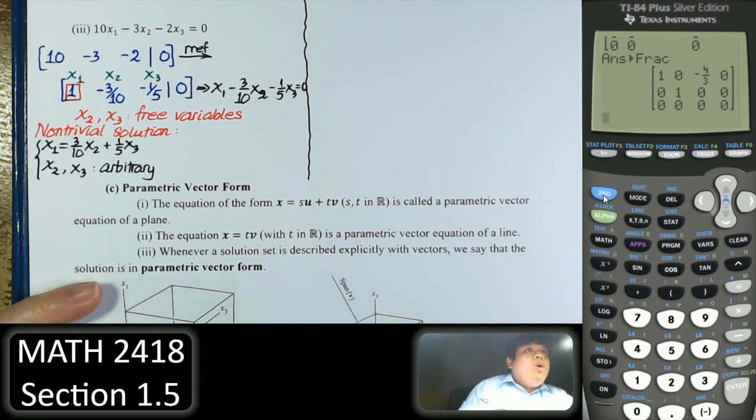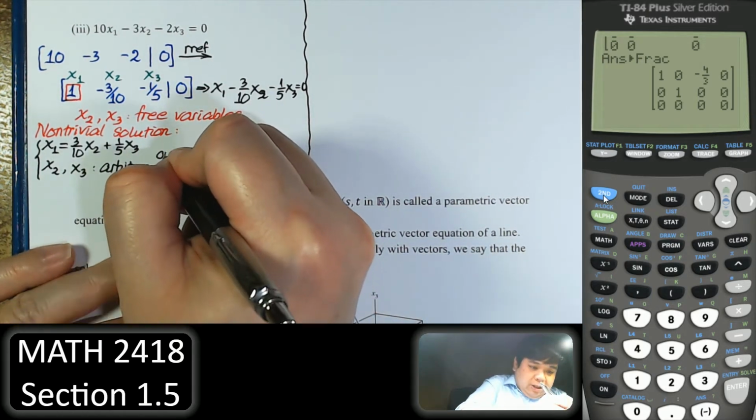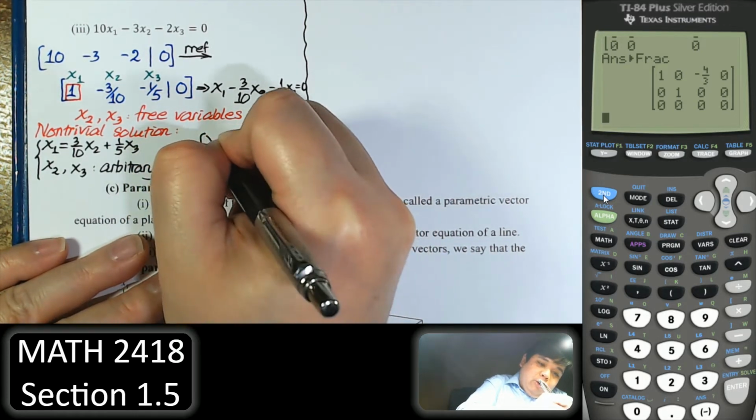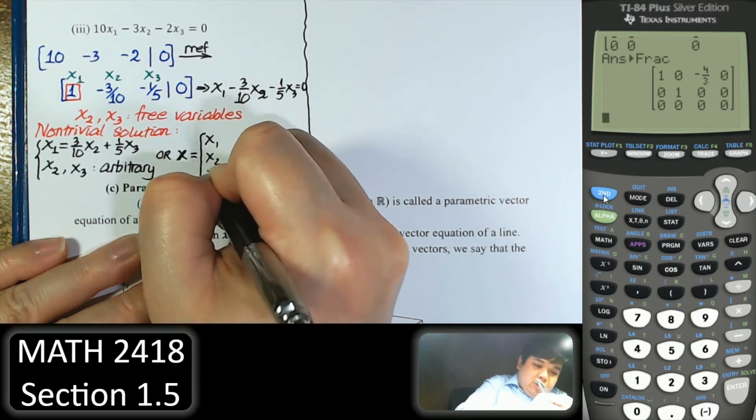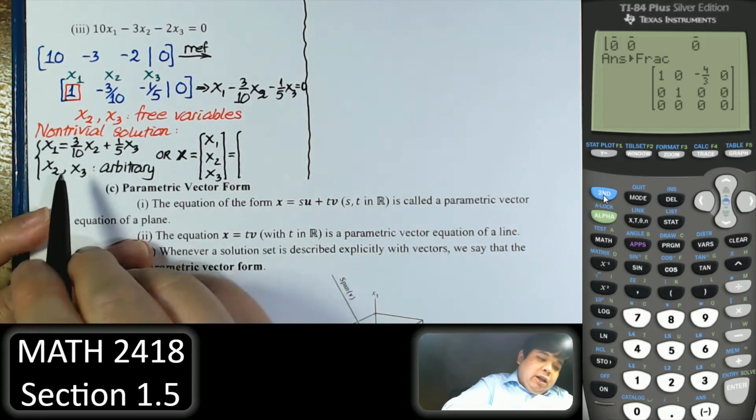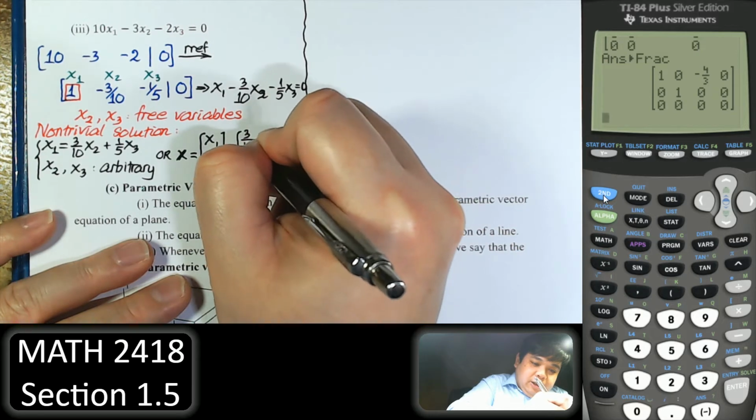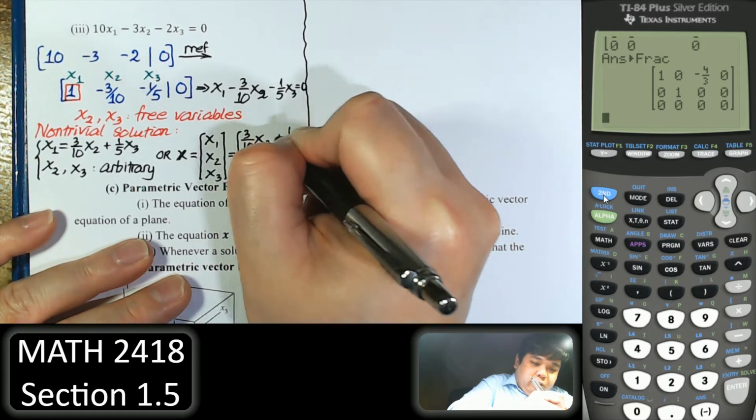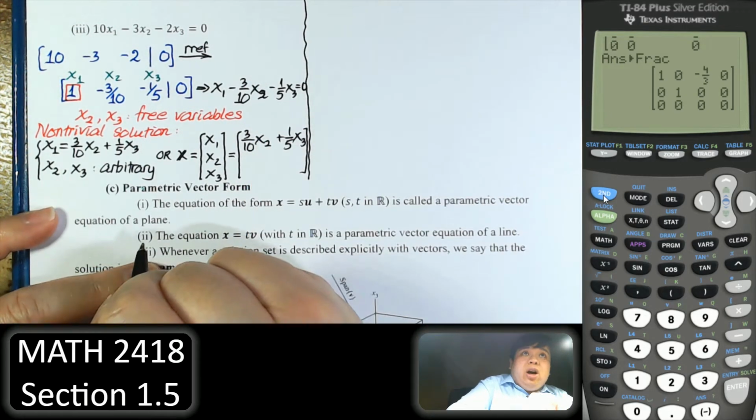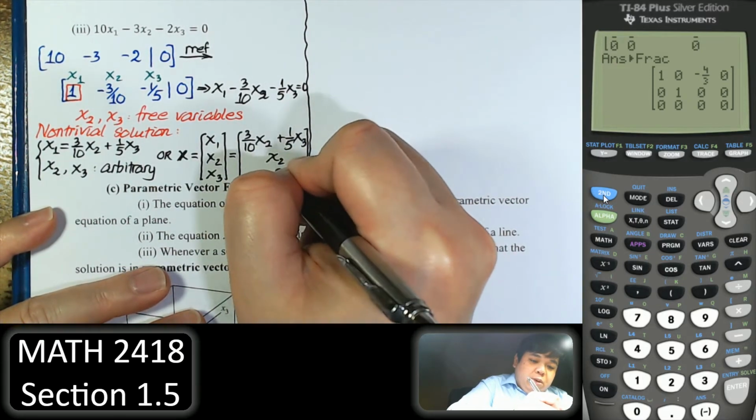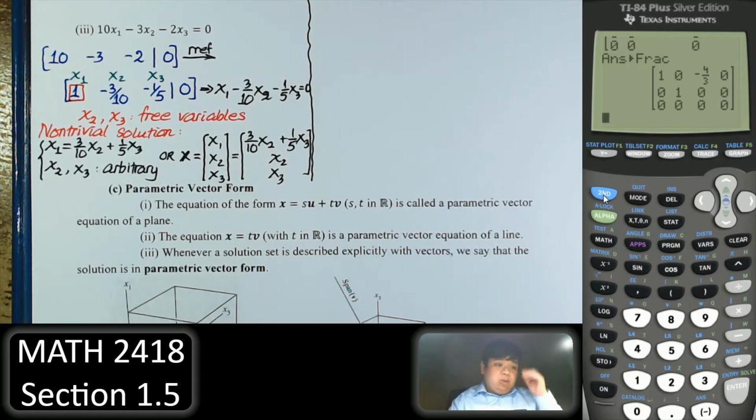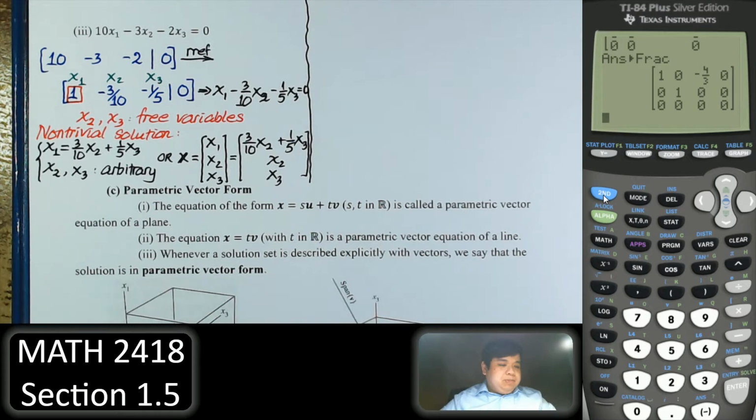Right, we can write like that. Or if we want to write this in matrix form, we have 3 components, x1, x2, and x3. x1 will be 3/10 x2 plus 1/5 x3. x2 and x3 are arbitrary, so we just say x2 equals x2 and x3 equals x3. We can choose anything for x2 and x3. Once again, we'll get back to this in a minute.